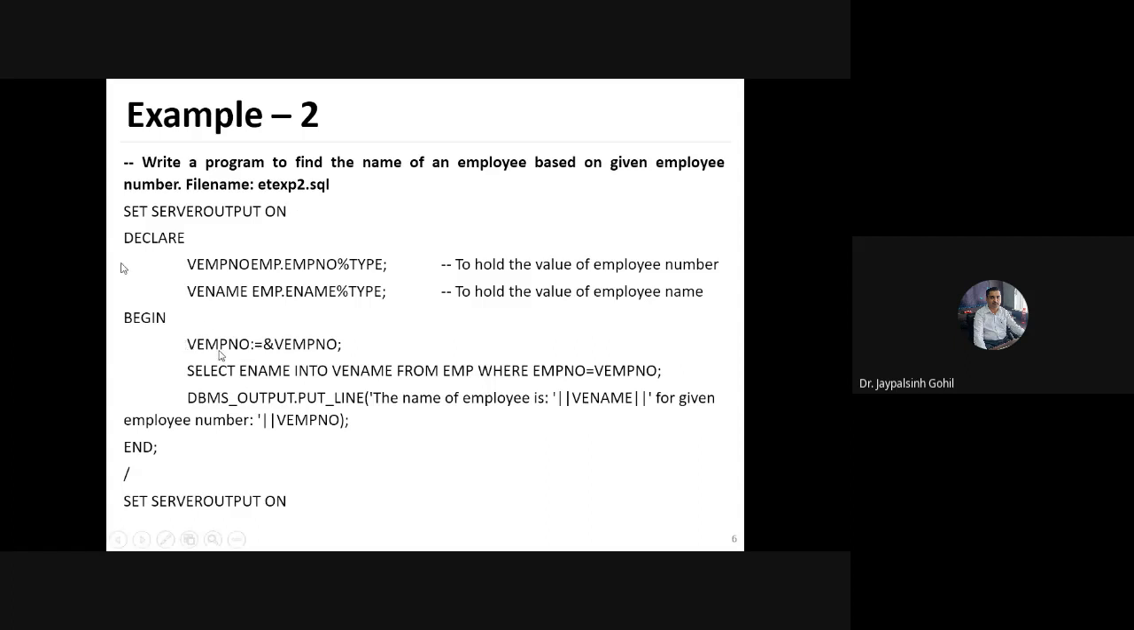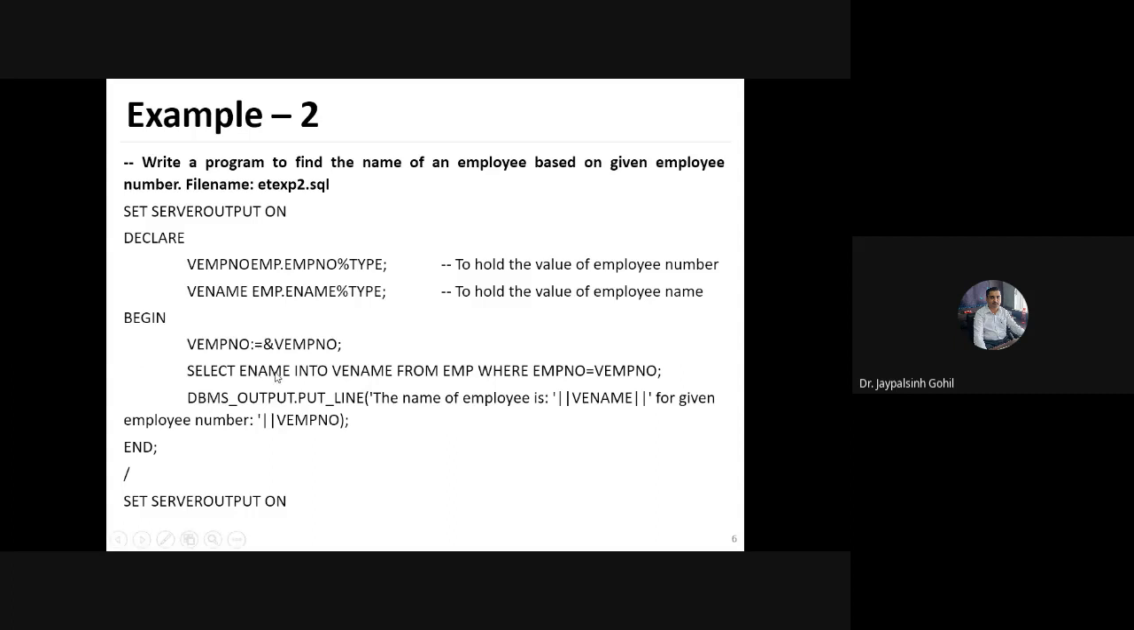Now let me move to the begin section. Here I have written a substitution variable, taking input from the user: please provide the employee number which exists in the table. Now I have used the select into clause. It will transfer the employee name into the v_ename variable based on the provided employee number. Whatever employee number is given by the user, the employee name for it will be stored inside this variable.